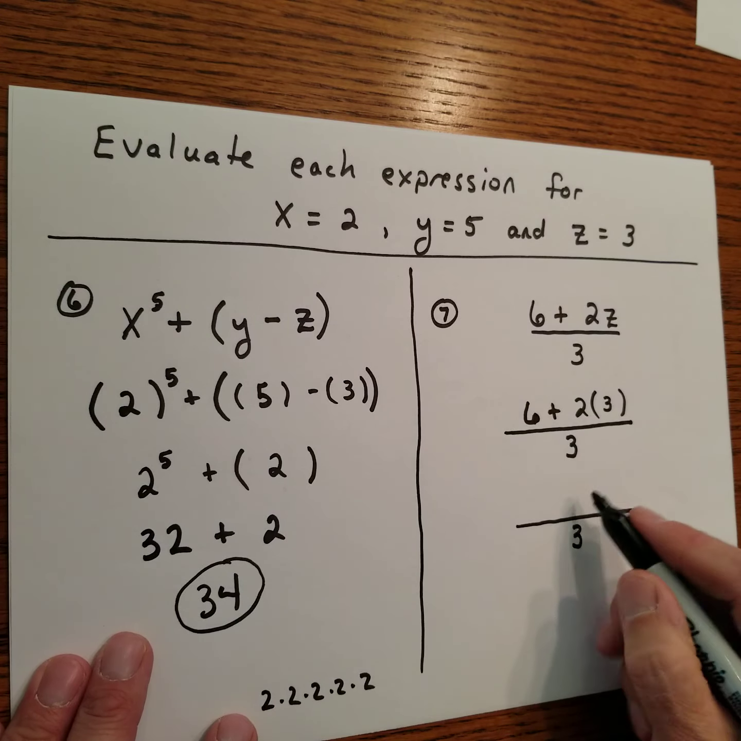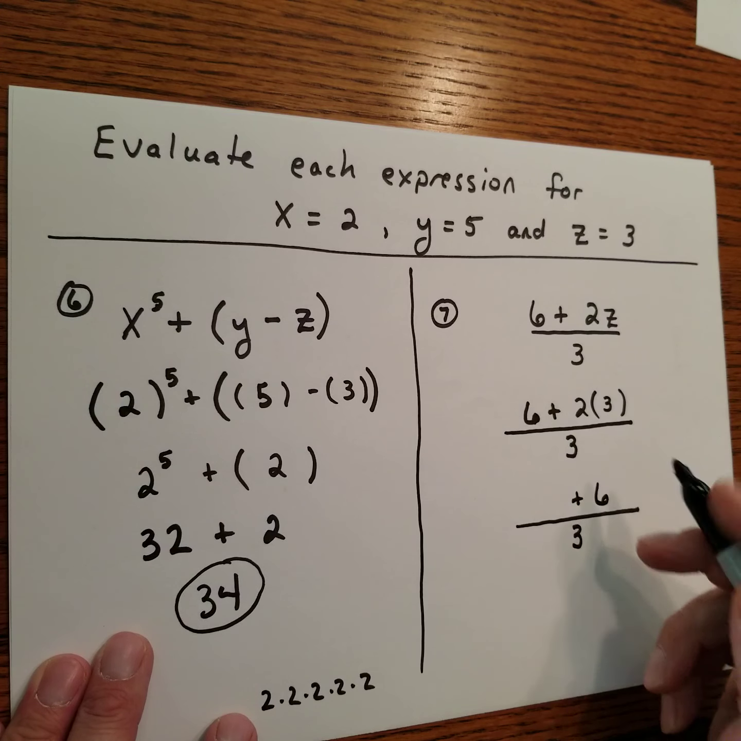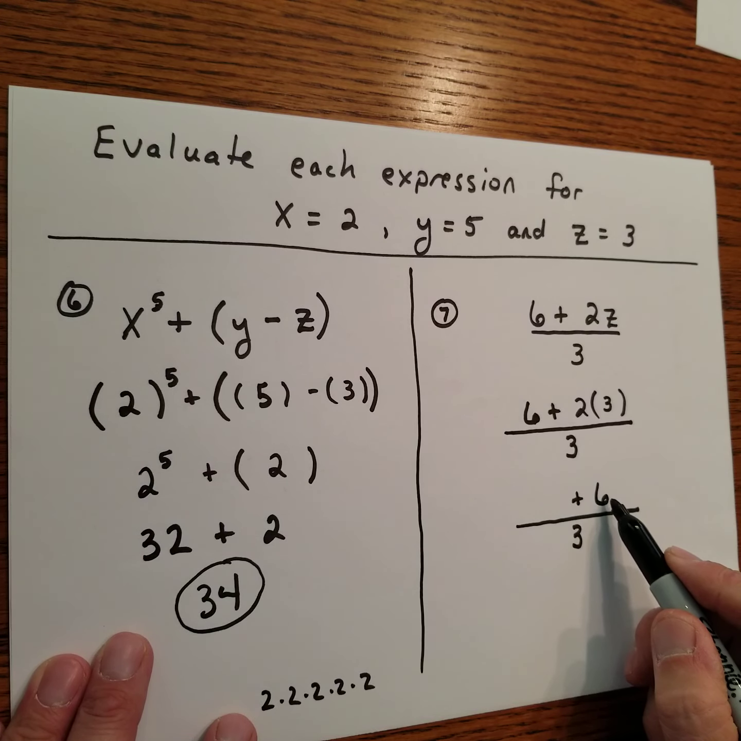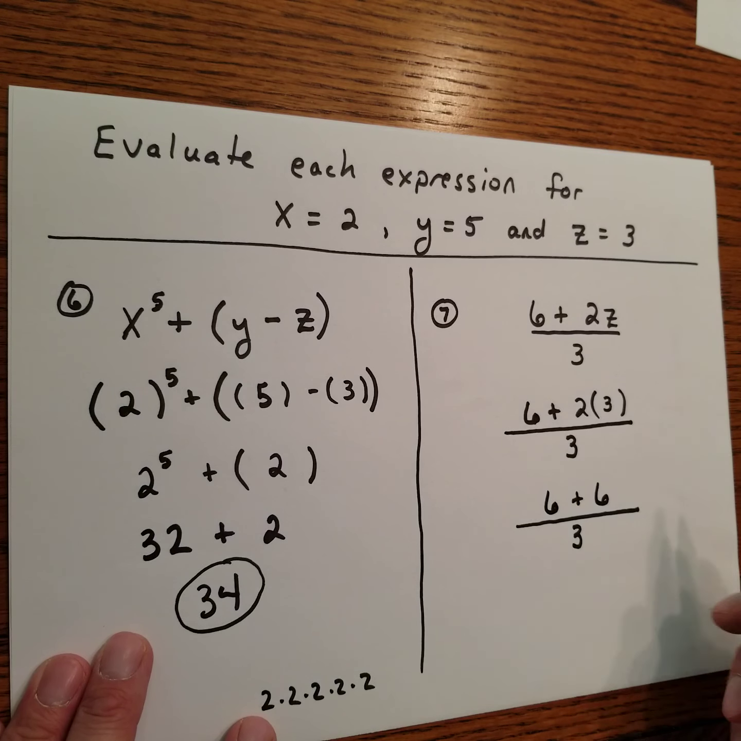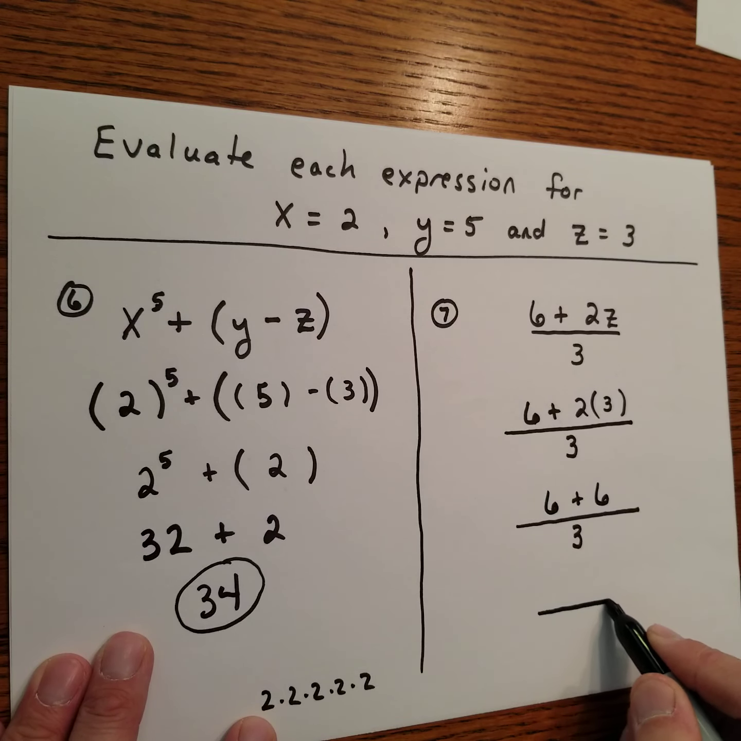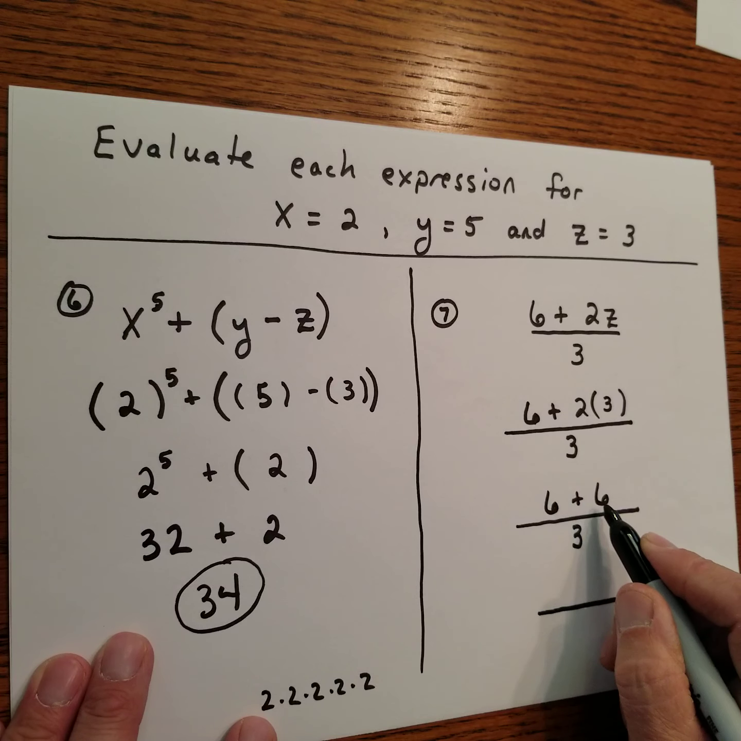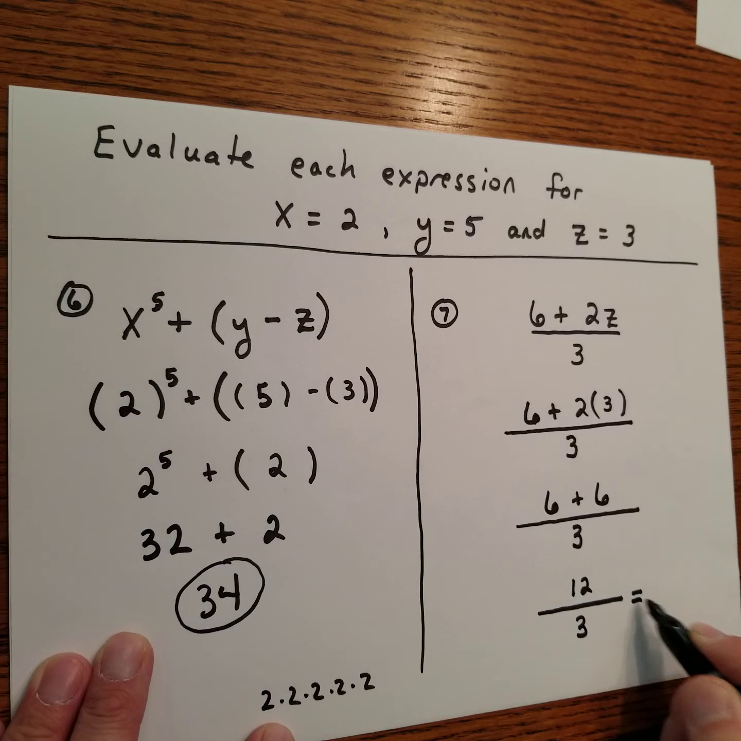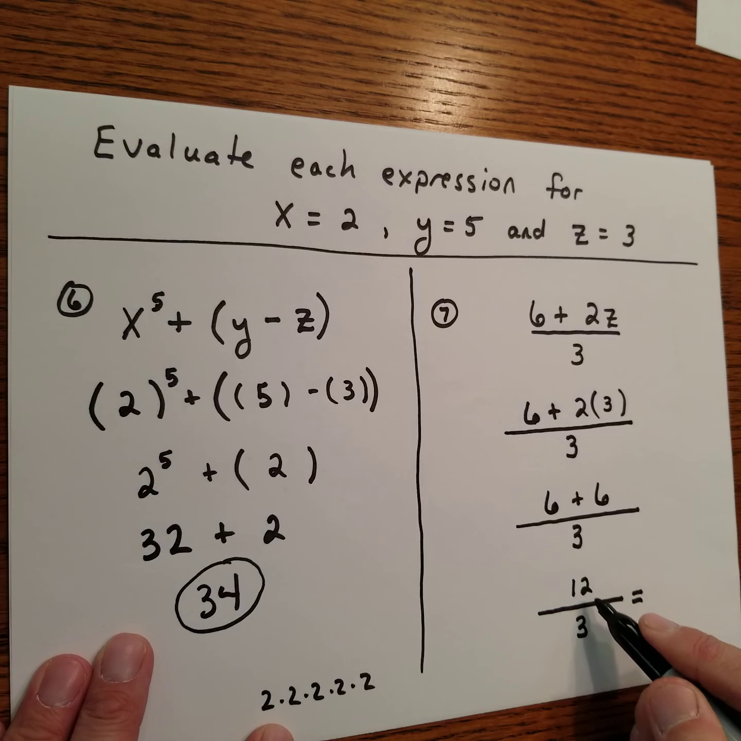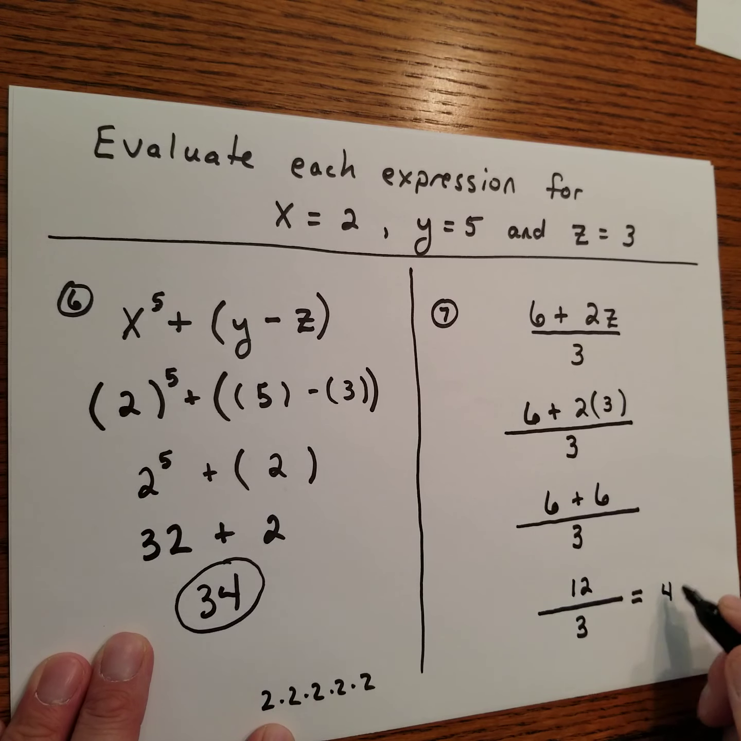Multiply 2 times 3. 2 times 3 is 6. Copy the 6 here. Let's finish the top. The top is 6 plus 6. That's 12. The bottom is 3. Finally, now we'll go 12 divided by 3 is 4. And circle that final answer.